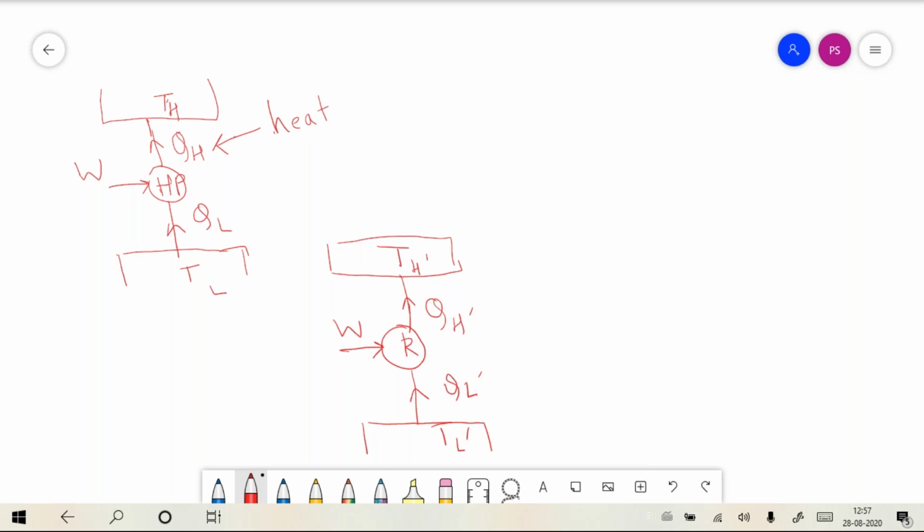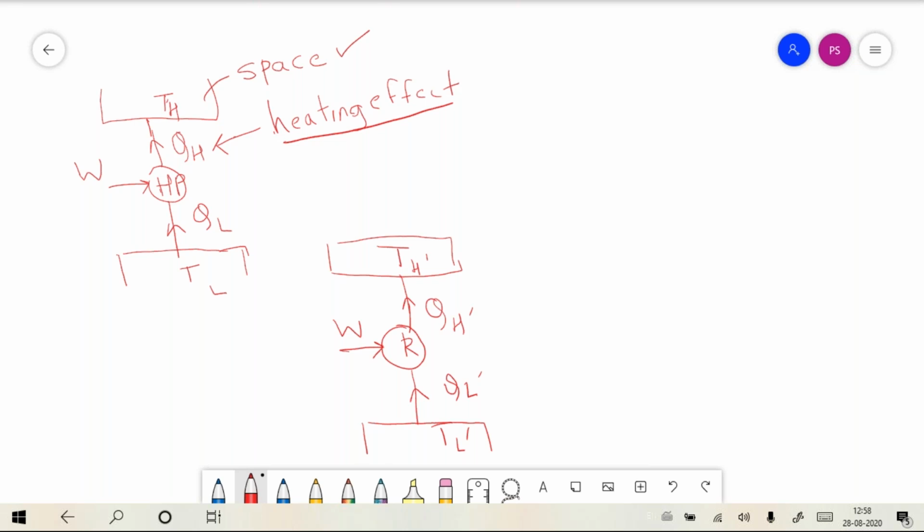So in the heat pump, the heating effect, that is in my diagram, I have shown by QH. This is the desired effect. We are interested in heating this room. This is a space we are interested in heating by using a heat pump. So our objective of using a heat pump is to see that the room gets heated. So the desired effect in case of a heat pump is QH.